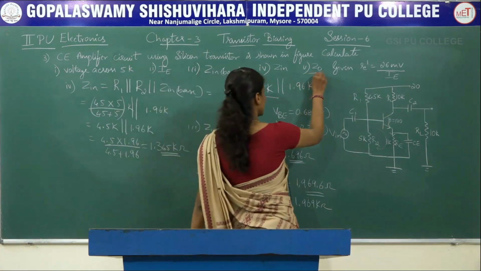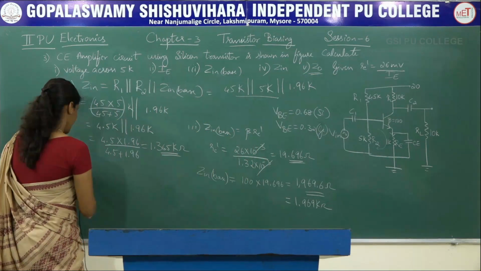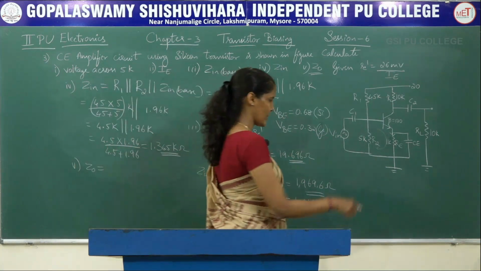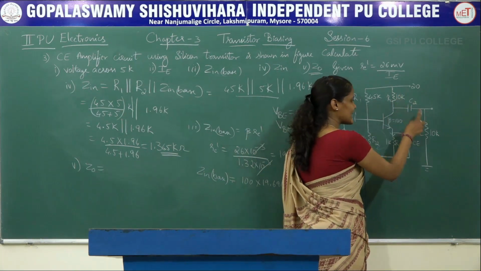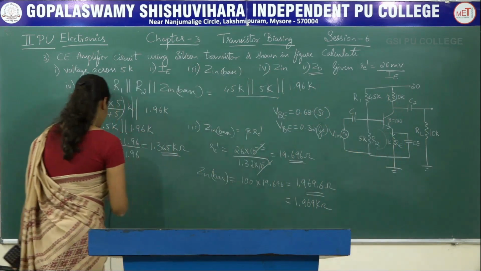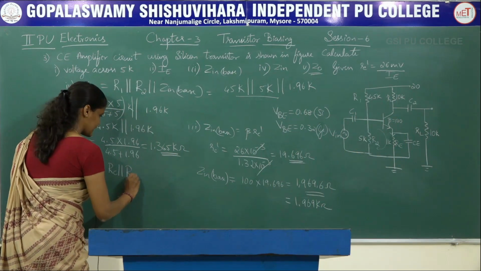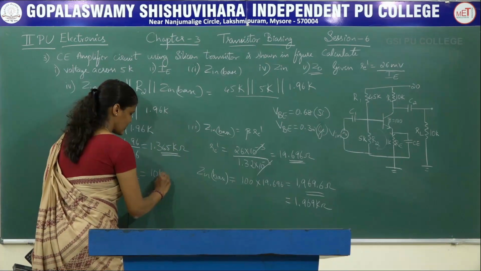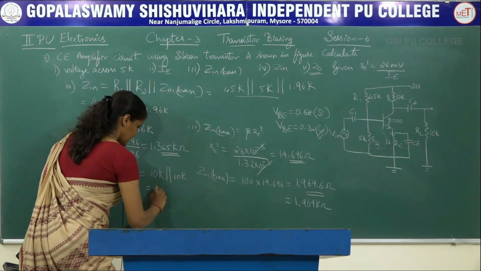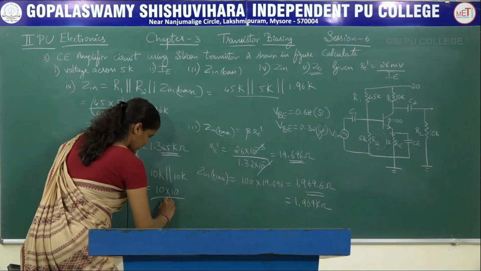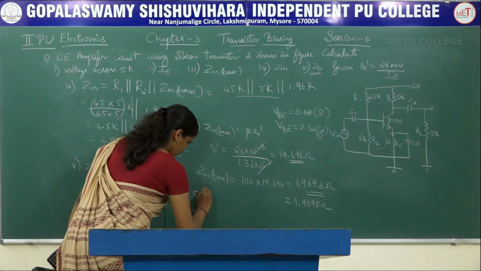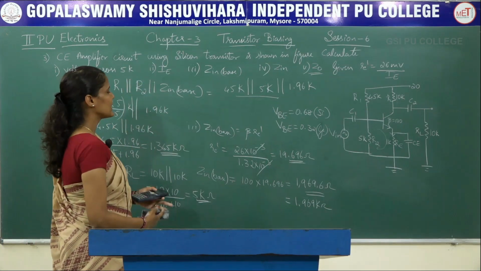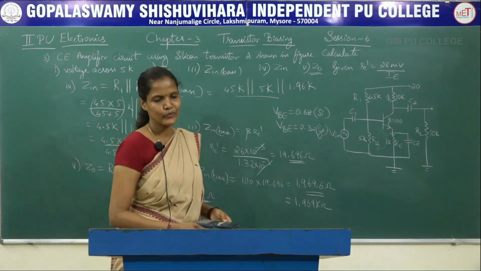The next and last parameter we have to calculate is Z0. So Z0 is equal to only RC if RL value is not given, but here RL is given, so Z0 is RC parallel to RL. Both the values are equal to 10 kilo, so the answer will be 5 kilo. 10 kilo parallel to 10 kilo, that is 10 into 10 divided by 10 plus 10, which is equal to 5 kilo ohms. So using these formulas we can easily calculate the parameters which are asked.